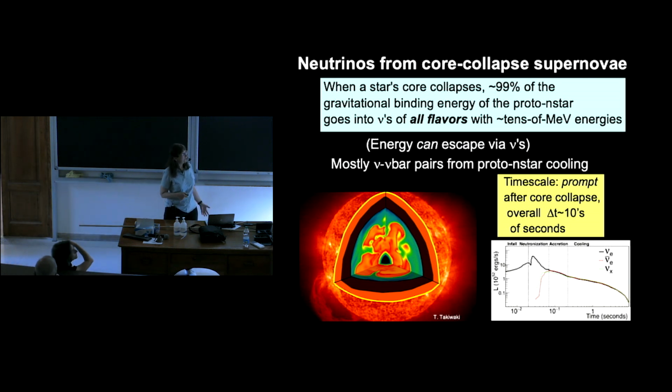So when you have a core collapse supernova, almost all of the binding energy of the resulting compact remnant goes into neutrinos of all flavors with a few tens of MeV energies. That's basically because they can make off with the energy because they barely interact with the matter. This is mostly nu nu-bar pairs in the cooling phase. That's the bulk of the neutrinos that come out over a few tens of seconds.